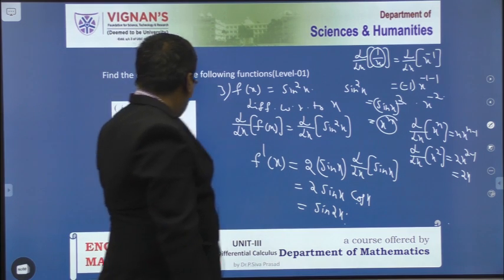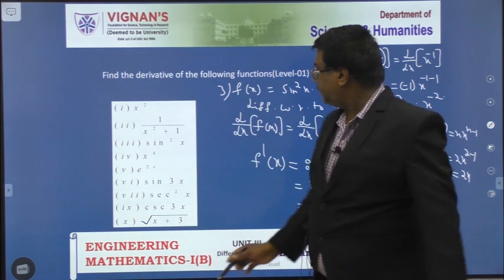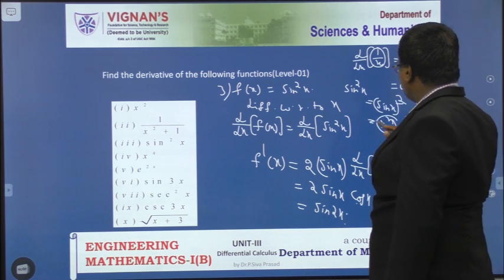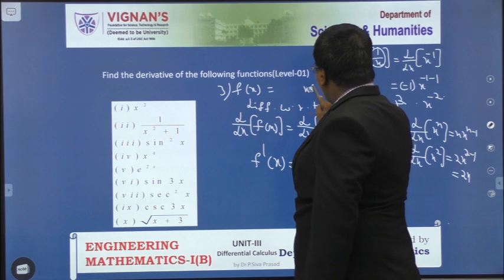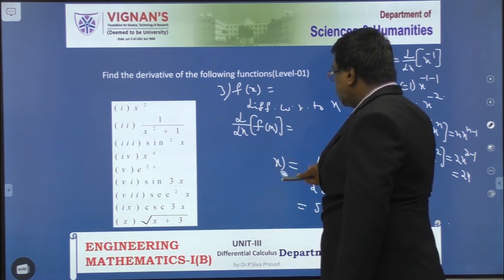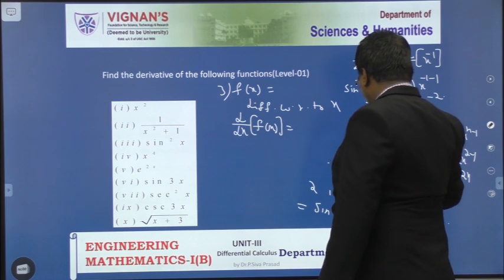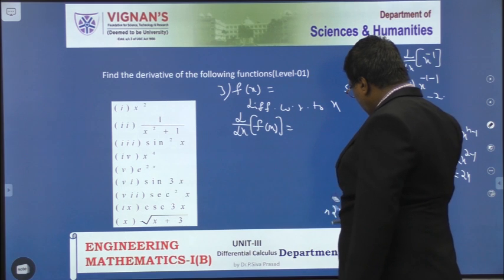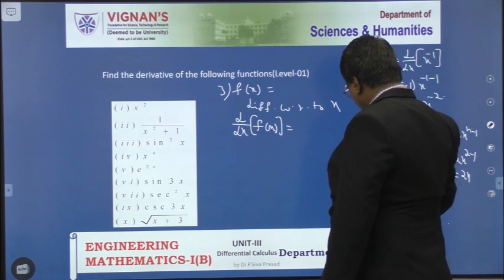Now the next, the fourth one, is x to the power of 4. So here f of x is equal to x to the power of 4. That we have already done.